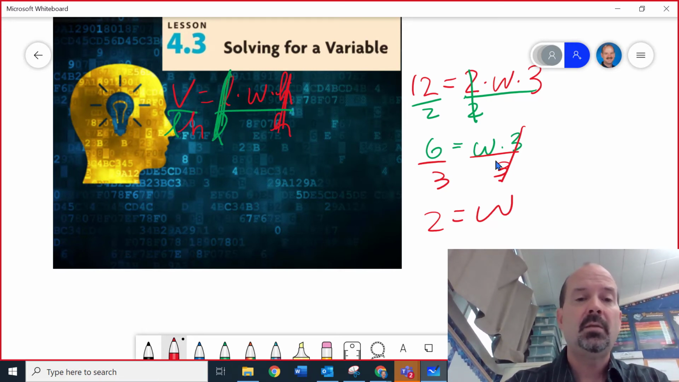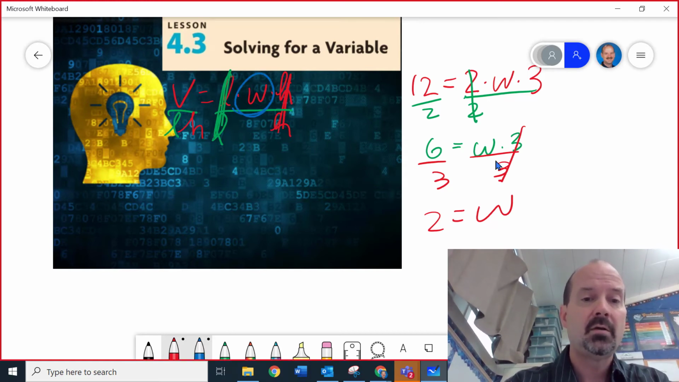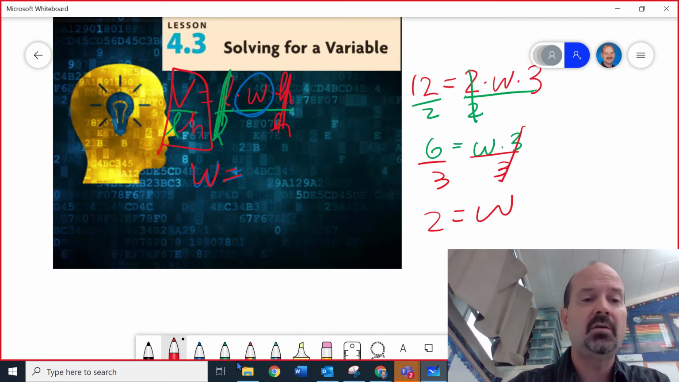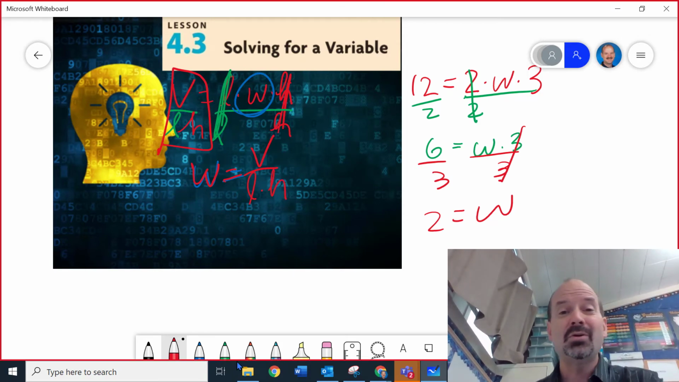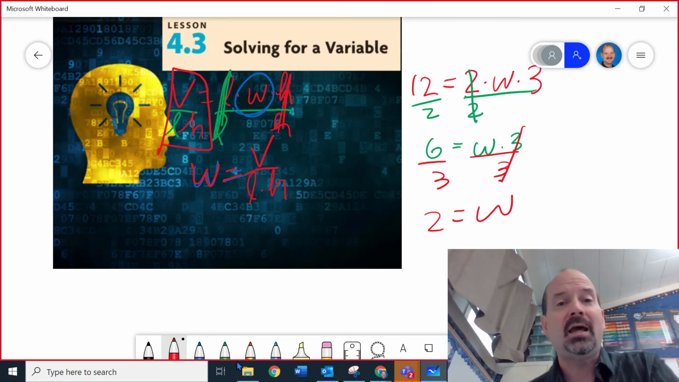So I don't know if you can see it, but there's a W right here. And so it says W equals, and then better switch colors because that one's kind of hard to see. W equals, and then on this side it says volume divided by the length times the height. So that's what we're doing today. We're taking a look at some things.